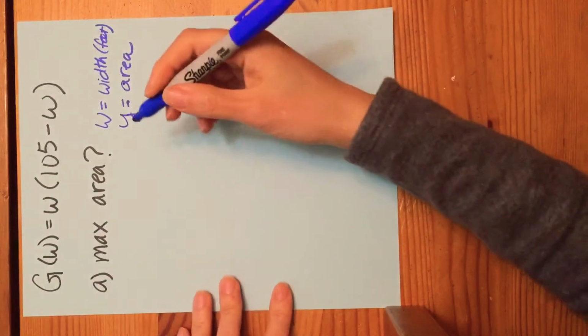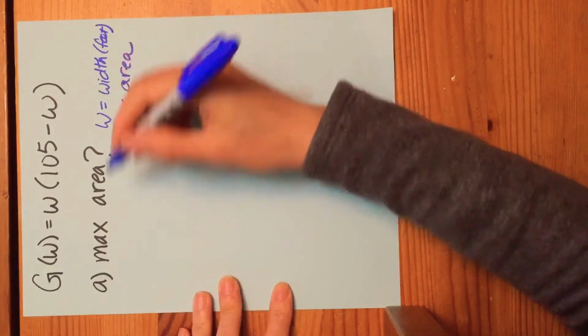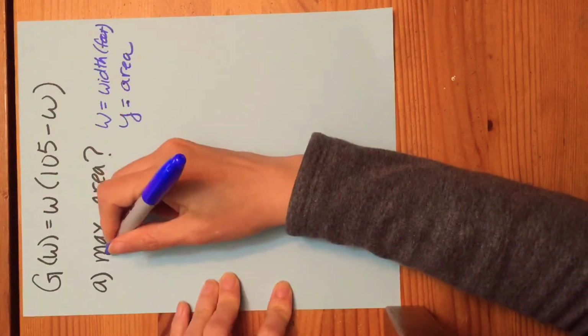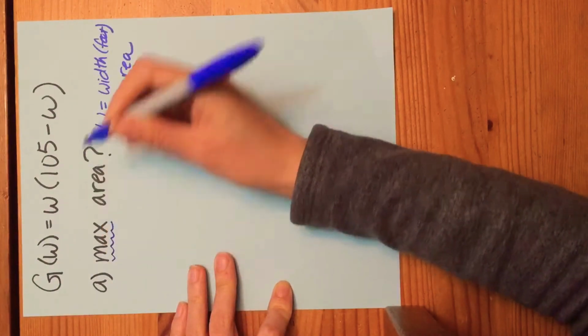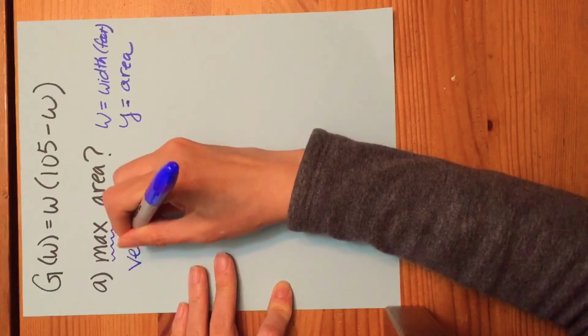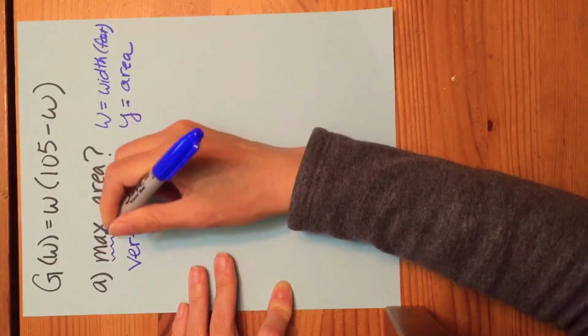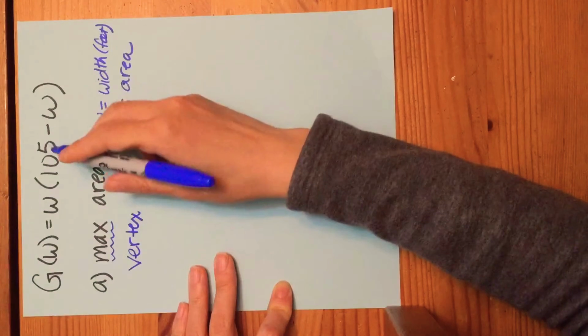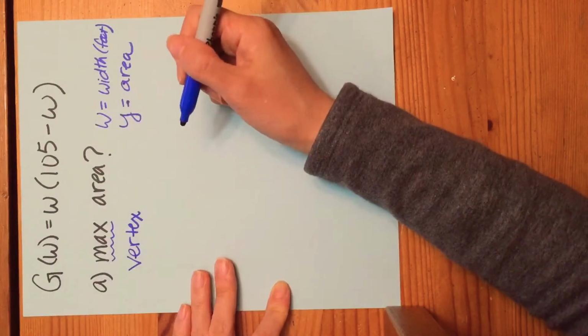The first thing we did was we labeled these. They're asking for the maximum area. So as soon as you see the word maximum, you know they're asking for a vertex question, hopefully. If not, this is a good review. So when you see maximum, it's a vertex question. So we're looking for the vertex of this problem, okay?